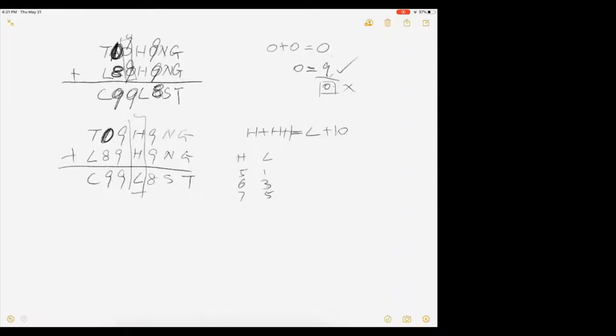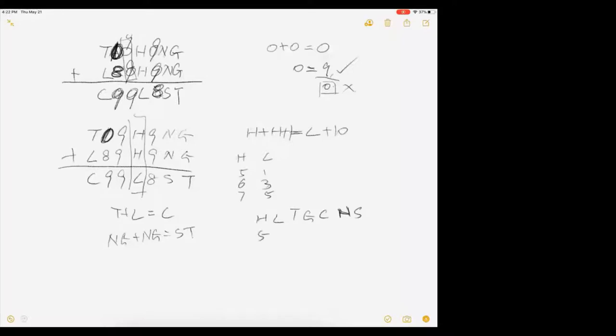So then you also have T plus L is C, okay? And then you have NG plus NG is ST, okay? You have these. Then basically the rest is trial and error. So you list the table, H, L, T, G, C, H, N, S. I will just try one to show you how it works.